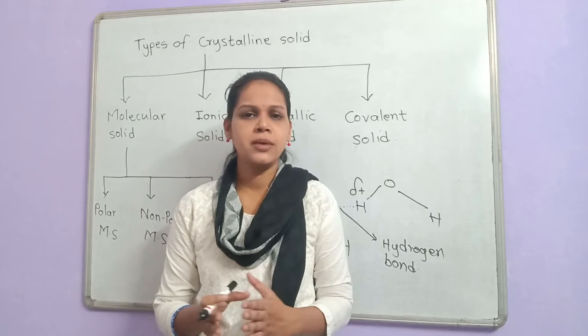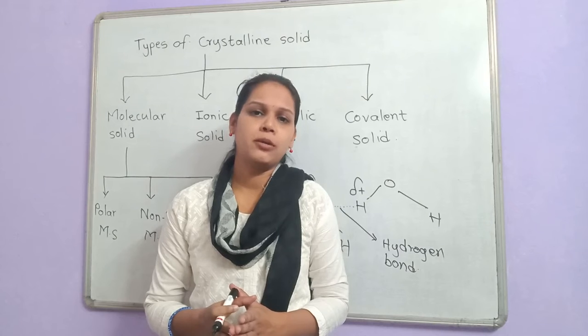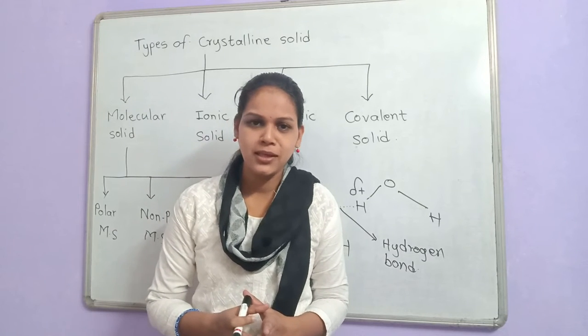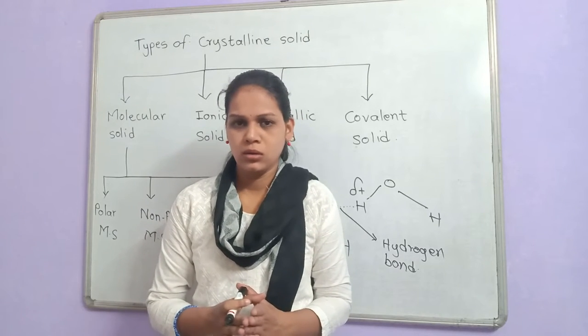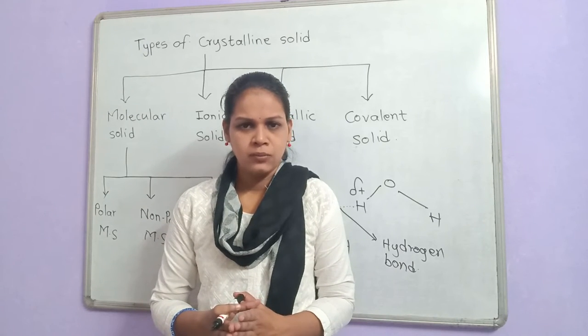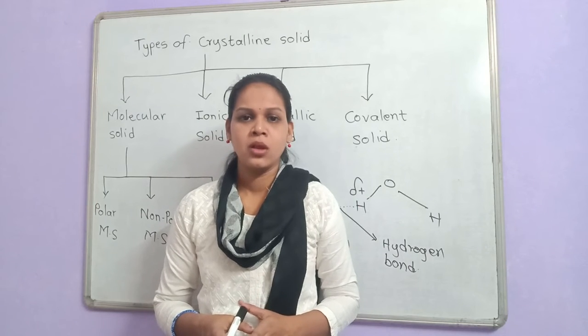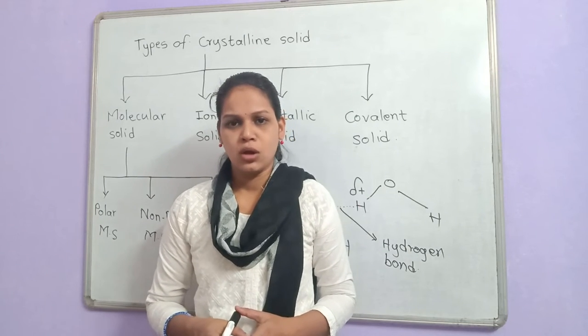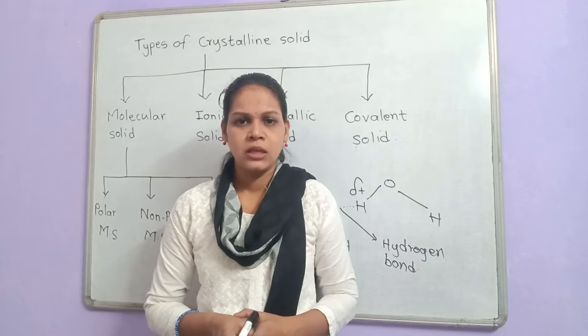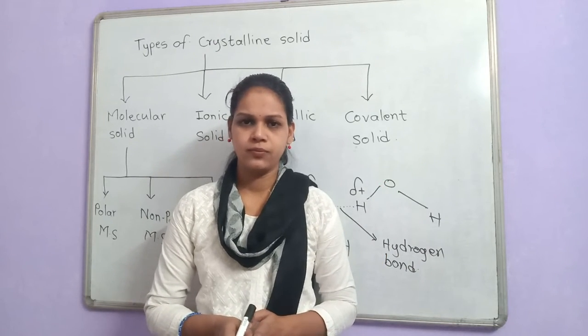Now diamond is made up of carbon, but carbon is not a metal. Then how is it so hard? The question is, how is diamond made up of carbon, and carbon is not a metal, and we know that metallic solids are hard and rigid, bonding is very strong. Then how is this possible? The answer is covalent solids or covalent bonding.